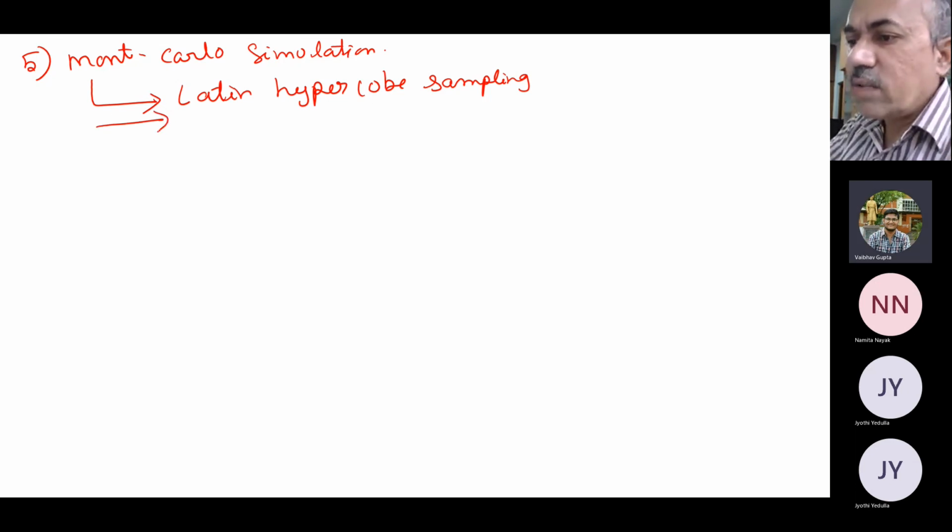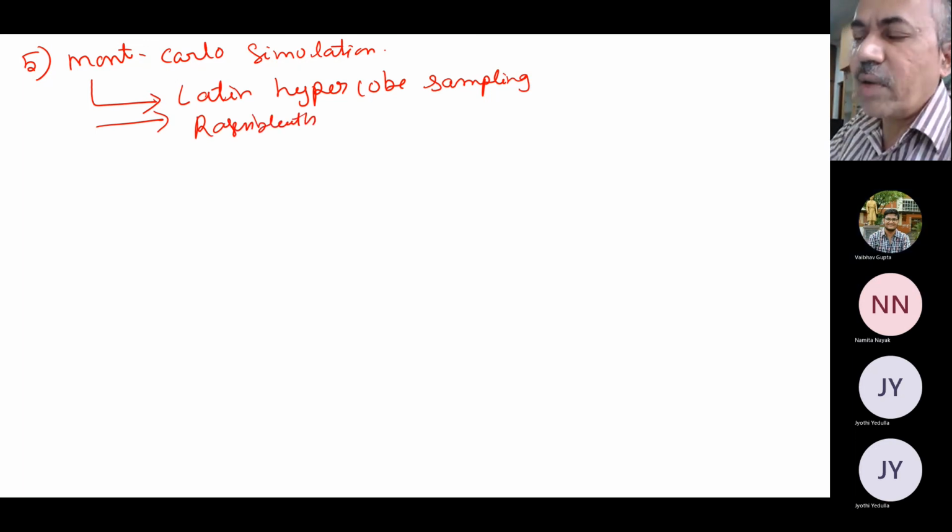Then another one was, if you are interested not in the full distribution but just the moments, the mean and standard deviation, the Rosenblueth method that you remember, 2k plus 1. You take samples at mean plus or minus sigma, something like that, and then do the computations. So this also we discussed, Monte Carlo simulation.